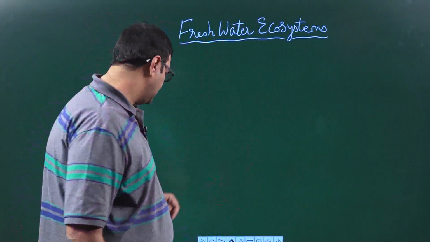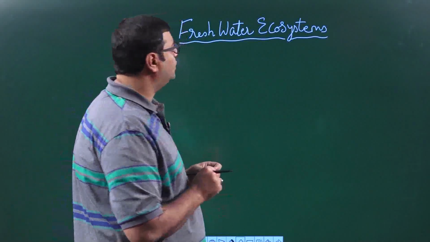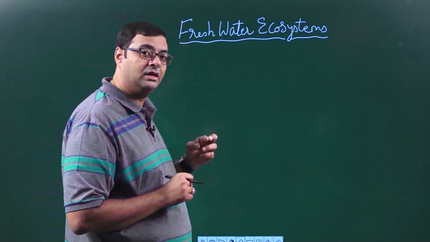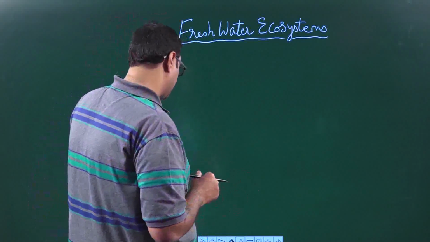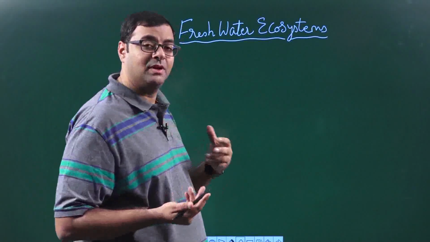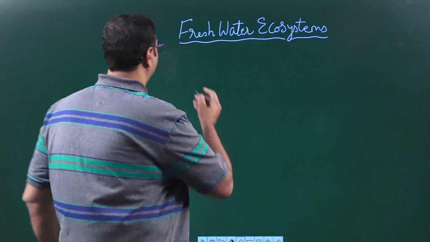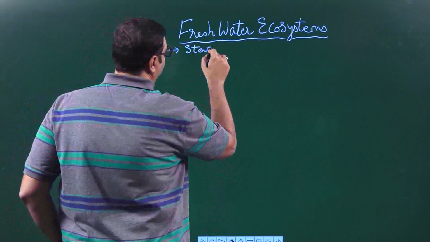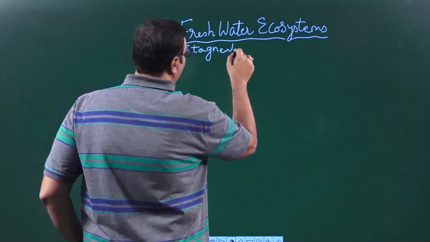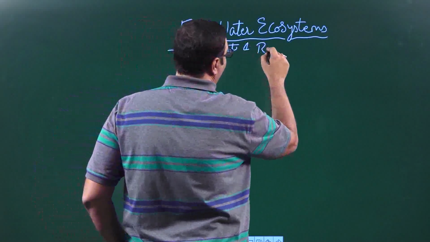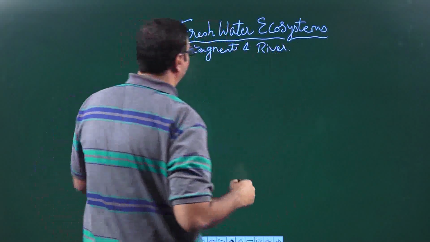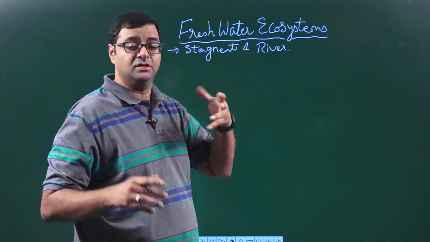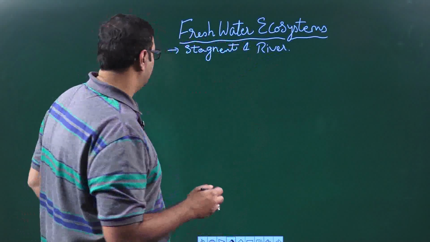When we are talking about freshwater ecosystems, you should understand that we are talking about the stagnant water type as well as the river water type. So we will be talking about these two places: stagnant and river. Stagnant is where the water is still in the ecosystem, and the river is flowing. All right, children. Now moving on.